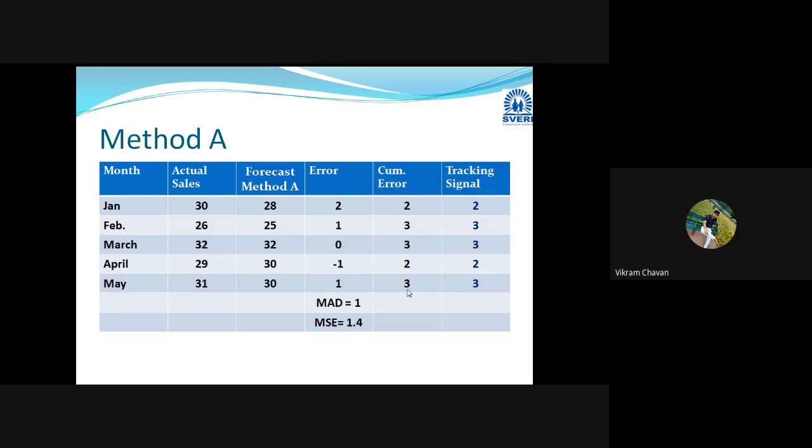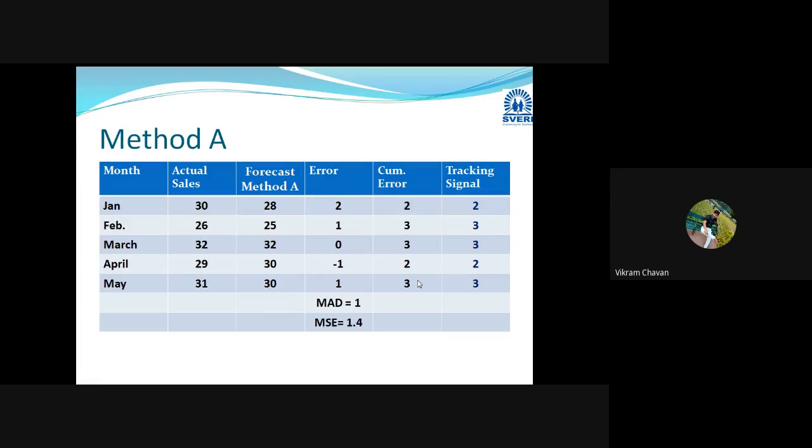Okay, whether everybody understood up to this? We have not yet seen the tracking signal column. Calculate up to this cumulative error. Everybody with me? Everybody calculating these errors? Understood how to calculate error and cumulative error for a particular month, for a particular period?